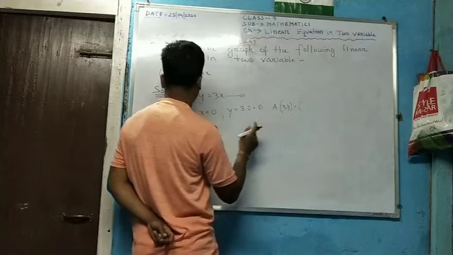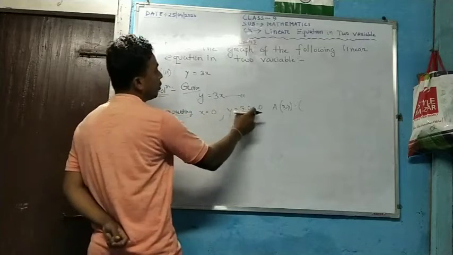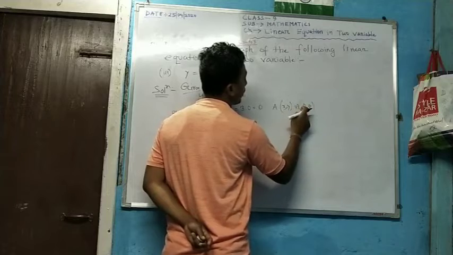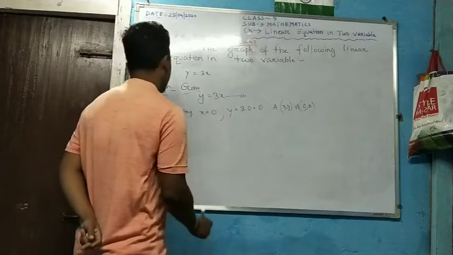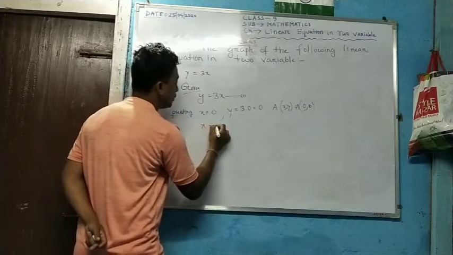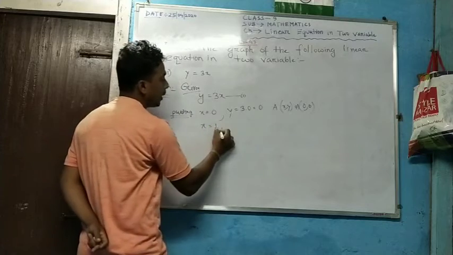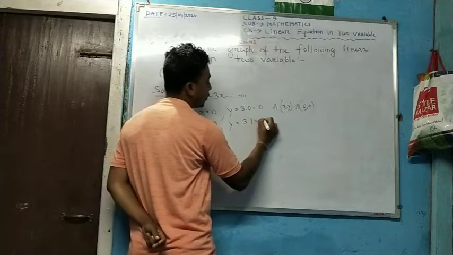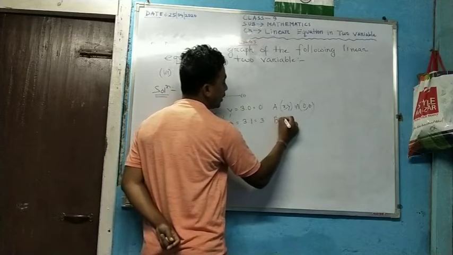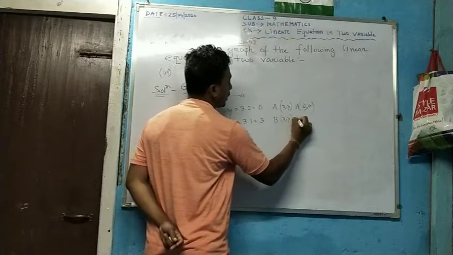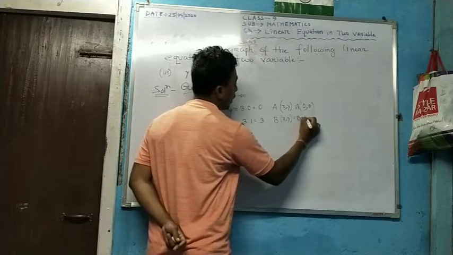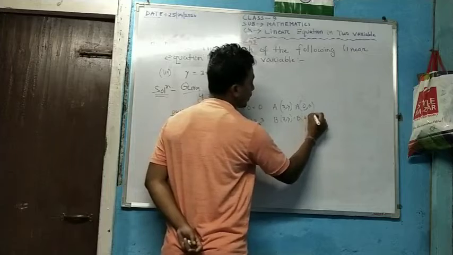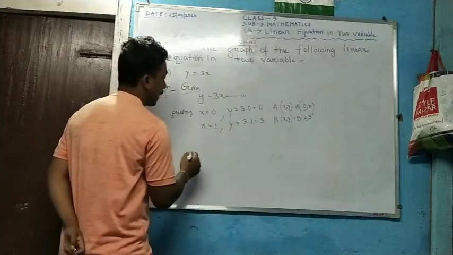For x equal to 0, y also will be 0. So A is a point where both the value of x and y is 0. Now let us put x equal to 1. If I put x equal to 1, what will I get for y? 3 into 1 equal to 3. Let us take a point B where the value of x is 1 and the corresponding value for y is 3.